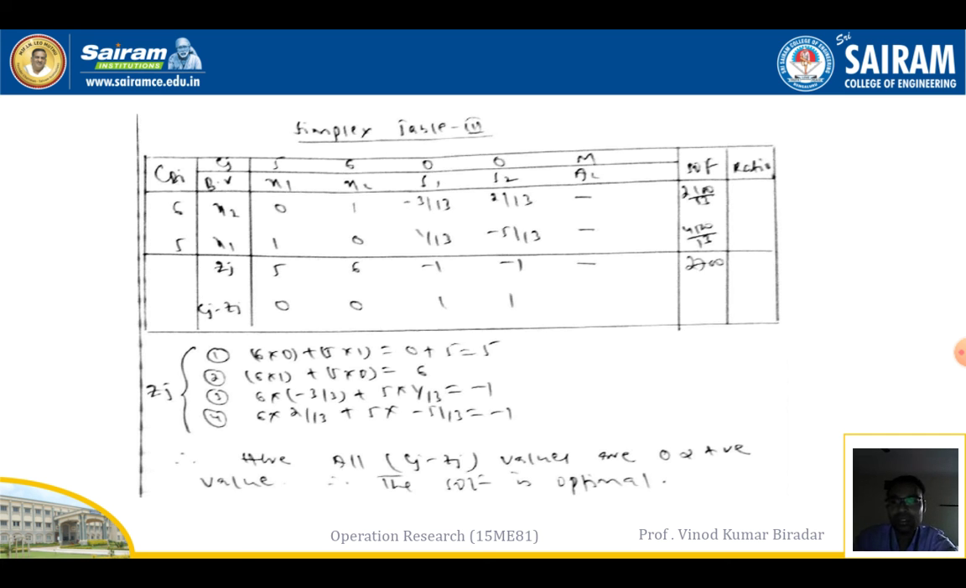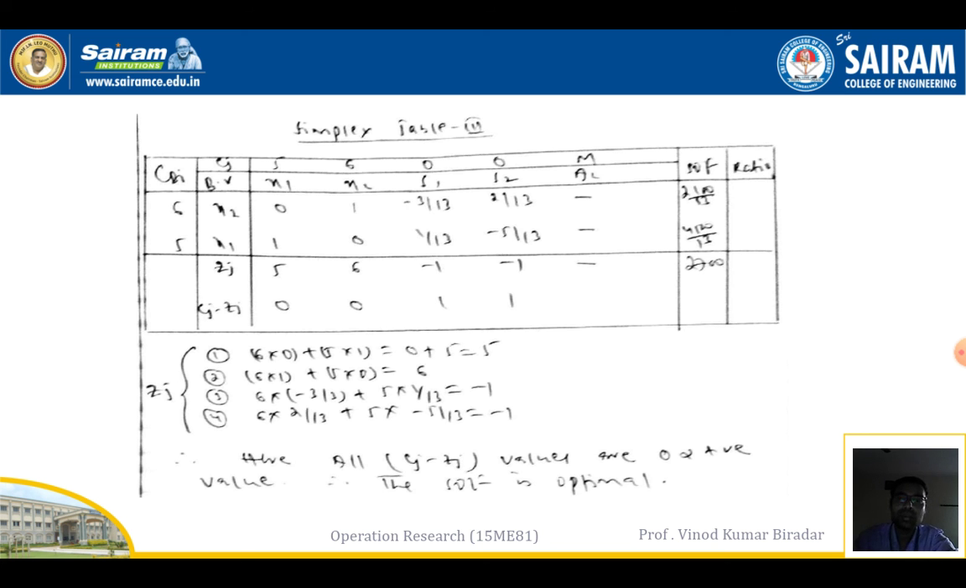Next is to calculate the zj value. Same: 6 into 0 plus 5 into 1 is equal to 5. Same procedure you follow as when we got simplex table 2. Here a2 we don't want, we delete it, nothing is there. Again cj minus zj: the top is 5 minus 5 equal to 0, 6 minus 6 equal to 0. Like that you do the cj minus zj value.